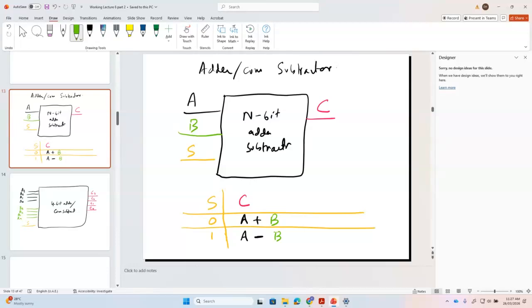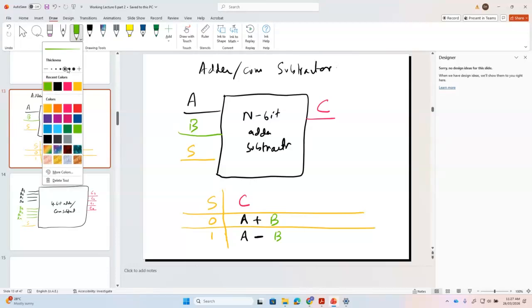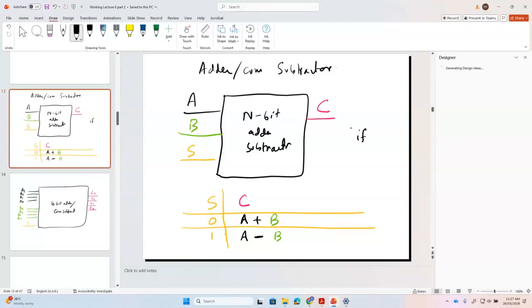Now this is just like doing some kind of C code. In C code we say, if S is equal to 0, C is equal to A plus B, and else what will you say? This is just like an equivalent for this thing. Any question?